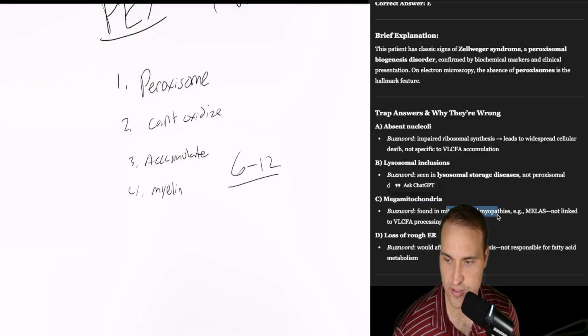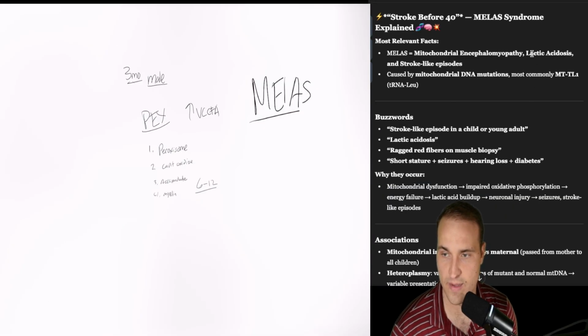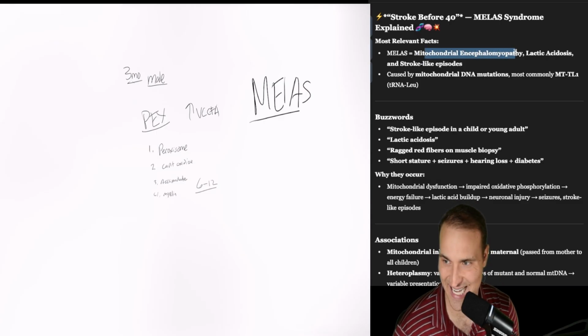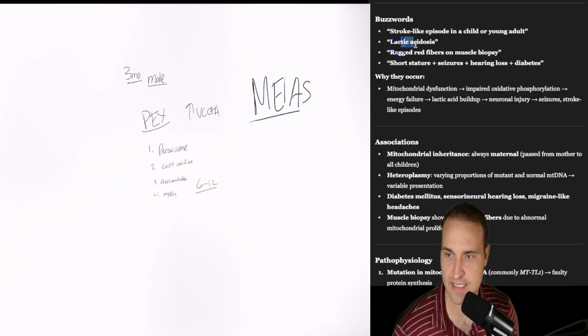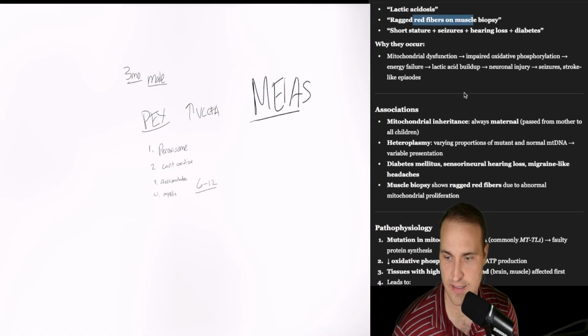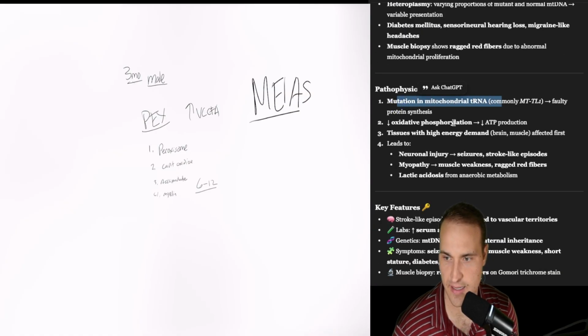Megamitochondria is found in mitochondrial myopathies like MELAS, which by the way, the MELAS syndrome stands for mitochondrial encephalomyopathy, lactic acidosis, and stroke-like episodes. You get a stroke in a kiddo, lactic acidosis, ragged red fibers, MELAS, click it. It's caused by the mutation of the tRNA, decreased oxidative phosphorylation, and then you have high energy demand problems in the brain and the muscles. So you get neuronal injury, myopathy, and lactic acidosis.